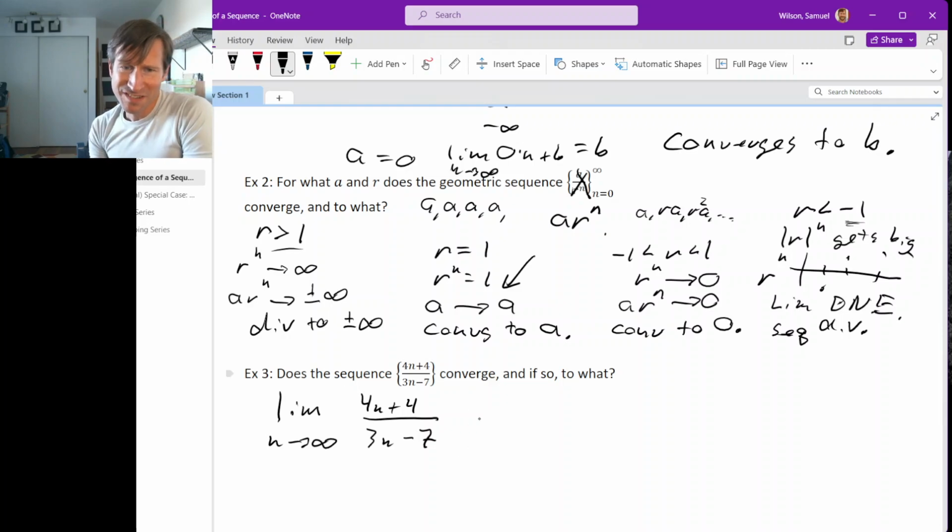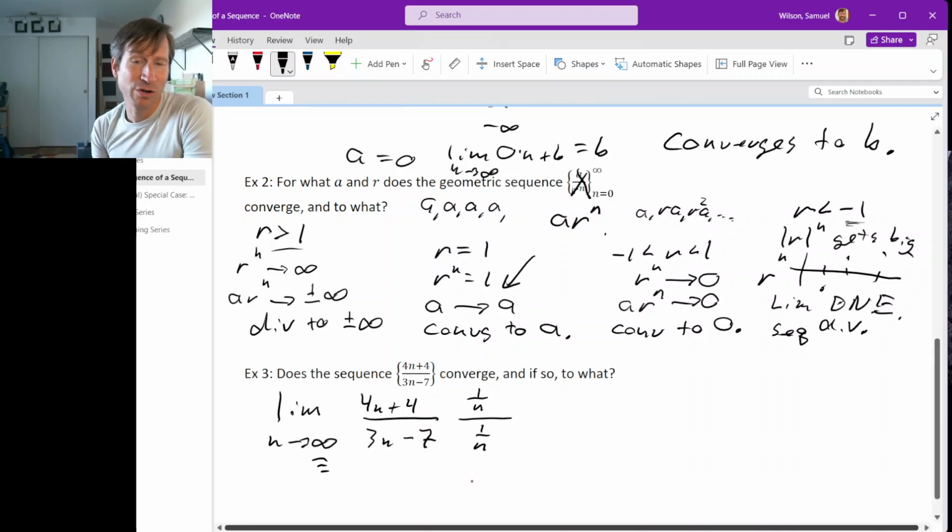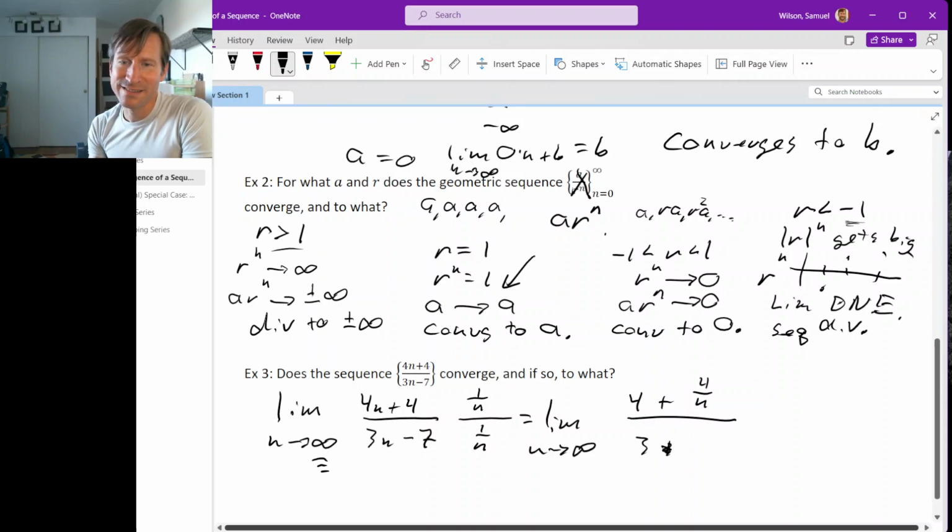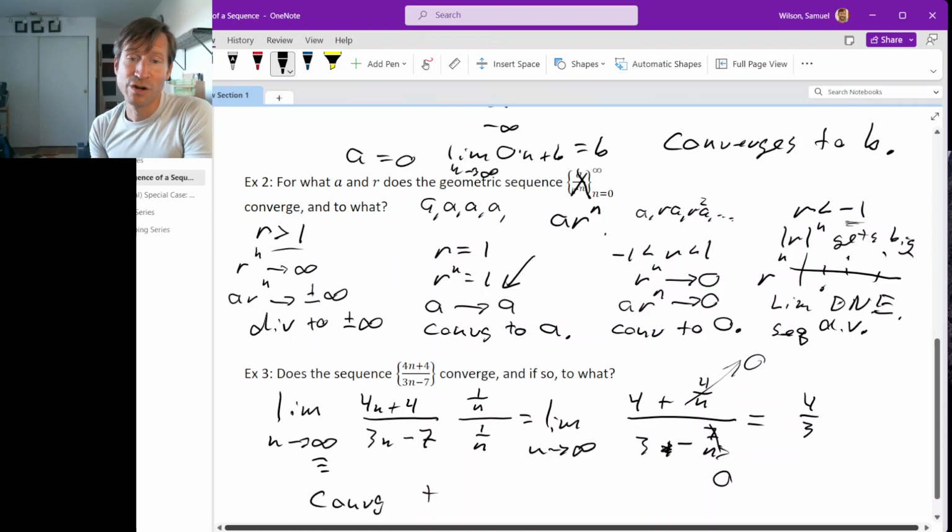For example, for this kind of limit, a ratio of polynomials, so a rational function, a good trick for this kind of limit at plus or minus infinity was to multiply the numerator and denominator by some well-chosen power of n. And in this example, the right power to use is the first power. Okay, so if we distribute this in the numerator, we get 4 plus 4 over n. And in the denominator, we get 3 minus 7 over n. And now when we take the limit as n goes to infinity, this part goes to 0, this part goes to 0, and so we get 4/3. So this sequence converges to 4/3.